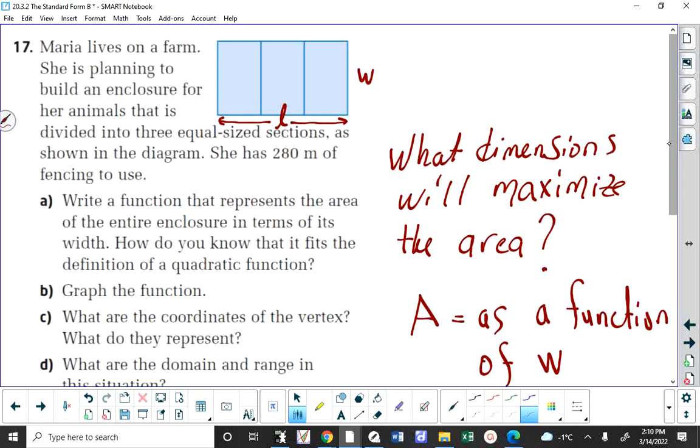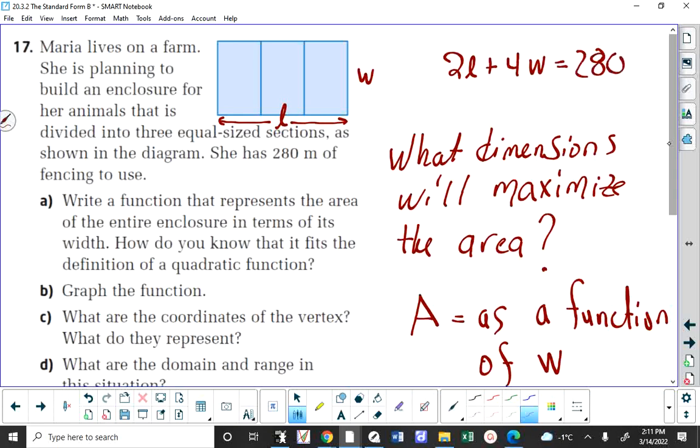Could L be 100,000 meters and W be 1,000,000 meters? There's got to be some limit to how much fencing, right? The limit is 280 meters. Now, do you remember on Friday, if it was 280 meters, and I don't believe it was, but if it was, we wrote 2L plus 2W equals that number. Well, what we're going to have to write here is 2L plus 4W equals 280.